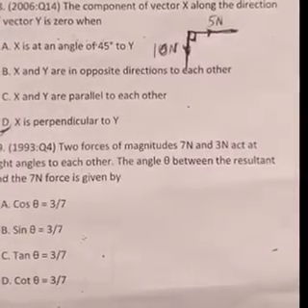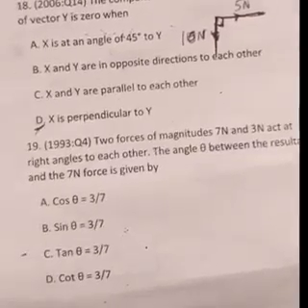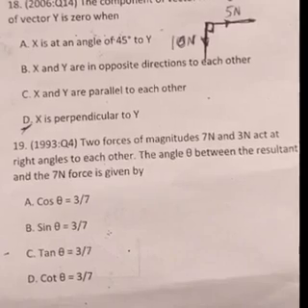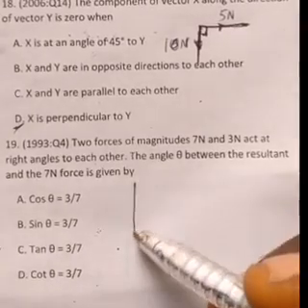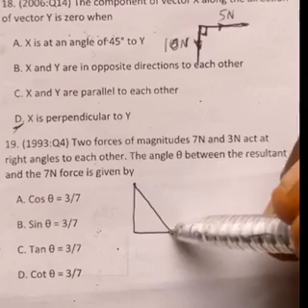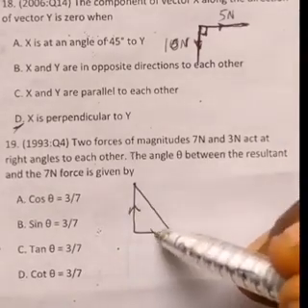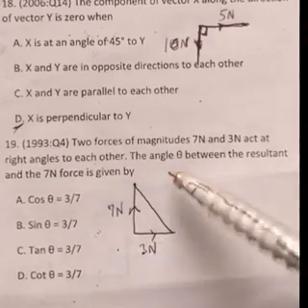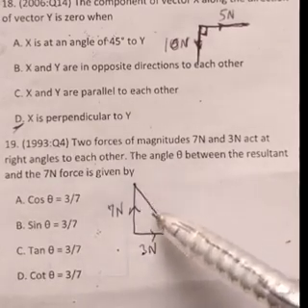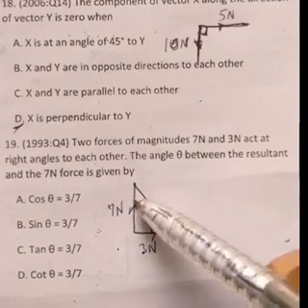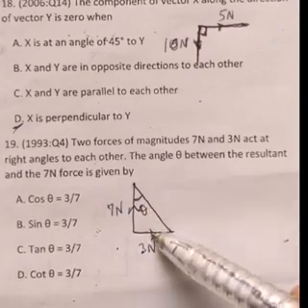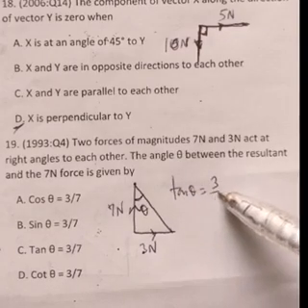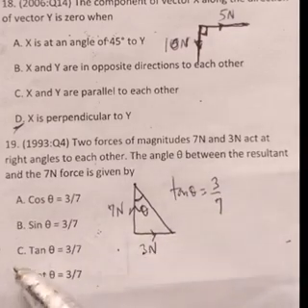Number 19. Two forces of magnitude 7 Newton and 3 Newton act at right angles to each other. The angle between the resultant and the 7 Newton is given by... Since they are perpendicular, let this one be the resultant. So these are the two forces, 7 Newton and 3 Newton. The angle theta between the resultant and the 7 Newton force is what we are looking for. This is opposite, this is adjacent, so we are using tan. Tan theta is the opposite over adjacent. So the answer is C.